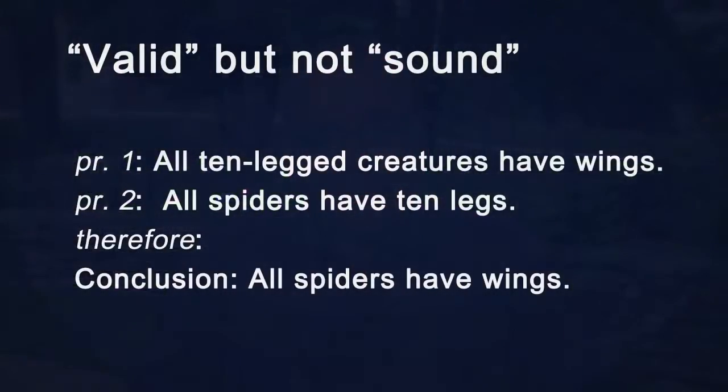So here's an argument. Premise number 1, all 10-legged creatures have wings. Premise number 2, all spiders have 10 legs. Now, if those two premises are true, all spiders have 10 legs, and all 10-legged creatures have wings, what can we infer from that? Well, I think that we can infer that all spiders have wings.